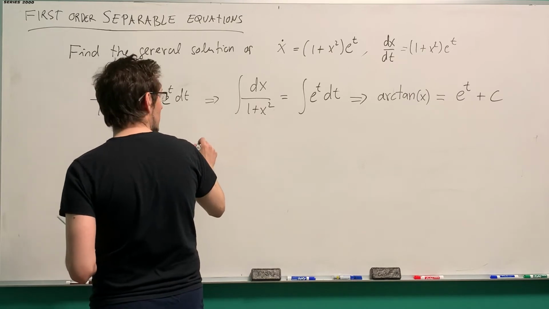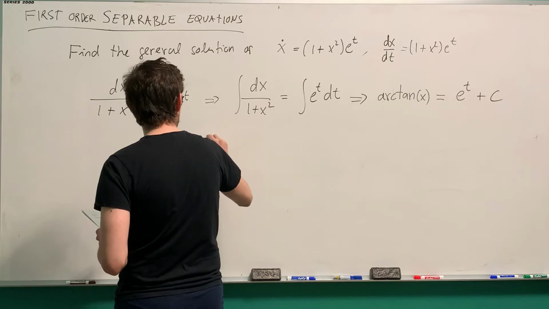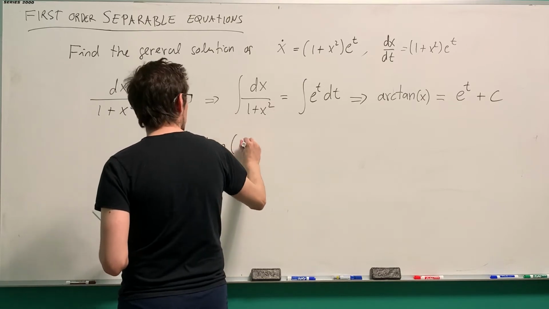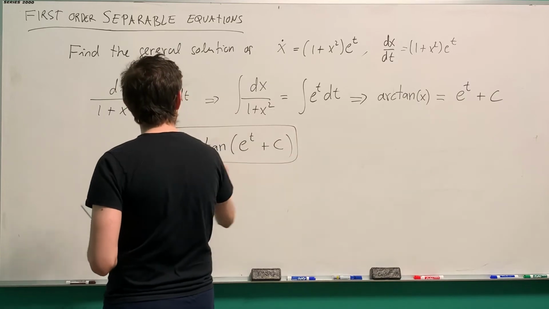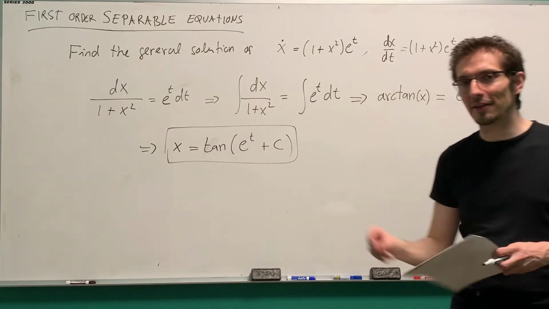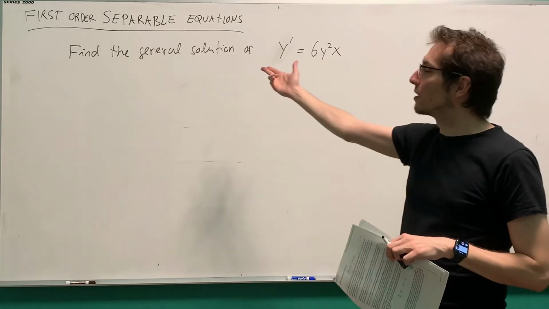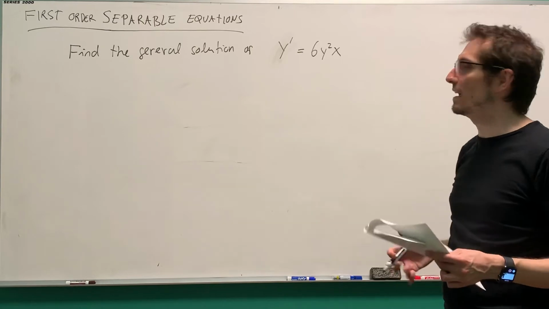On the left we get x. On the right we get tangent of e^t plus c. And that is the general solution that we're after. That's x of t. All right? Well, let's do another. All right, so we have the general solution of y prime equals 6y squared x.